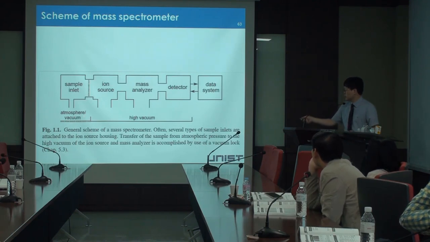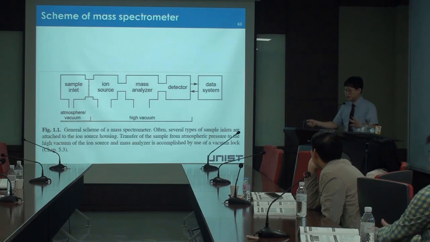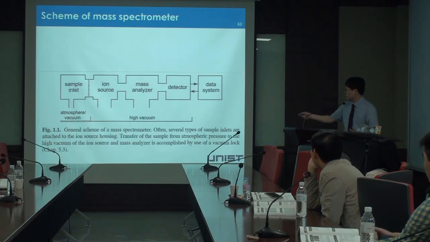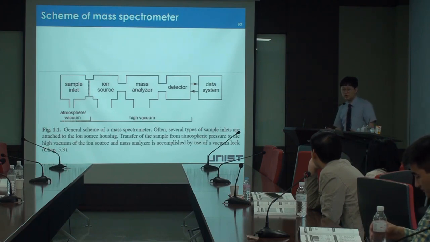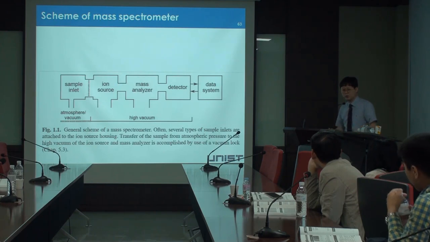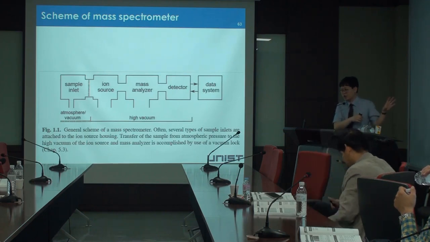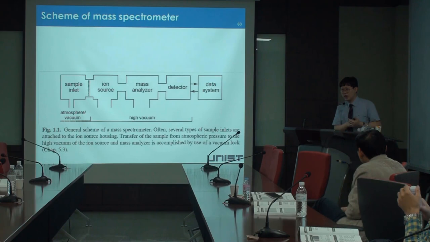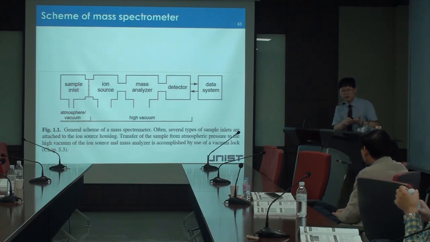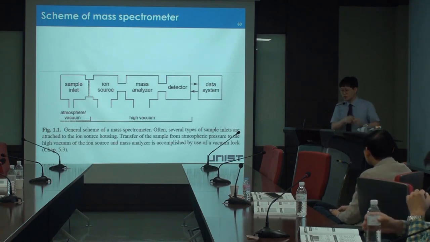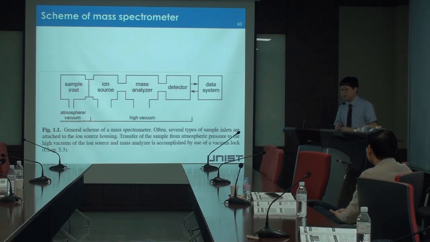At the sample inlet, generally the pressure is atmospheric or some concentration. For this reason, for the ion source, mass analyzer and detector, we require high vacuum. So we need a turbo pump to remove other gaseous molecules. In ambient air, about 80% of the air is N2 and 20% is oxygen. So these gases should be removed. Our purpose is to introduce only our organic molecules into this system.